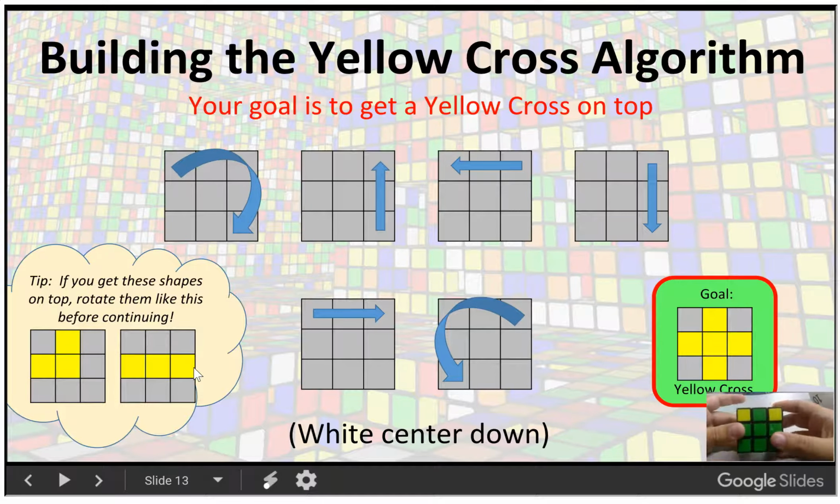Once I've done my algorithm, I'm going to look at the top. Do I have a yellow cross? And yes, I do have a yellow cross. I'm good to go. Now, if you don't have a yellow cross, just do the same algorithm again, over and over again until you get your yellow cross. I just got lucky and got it right away.